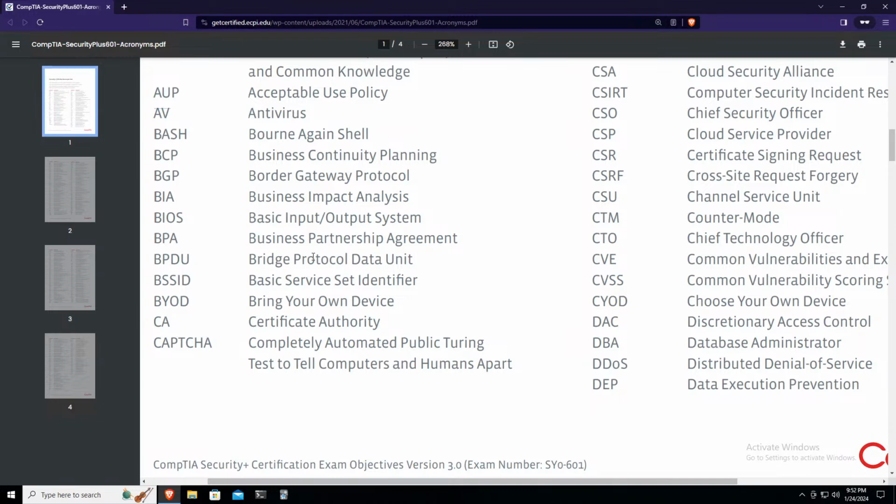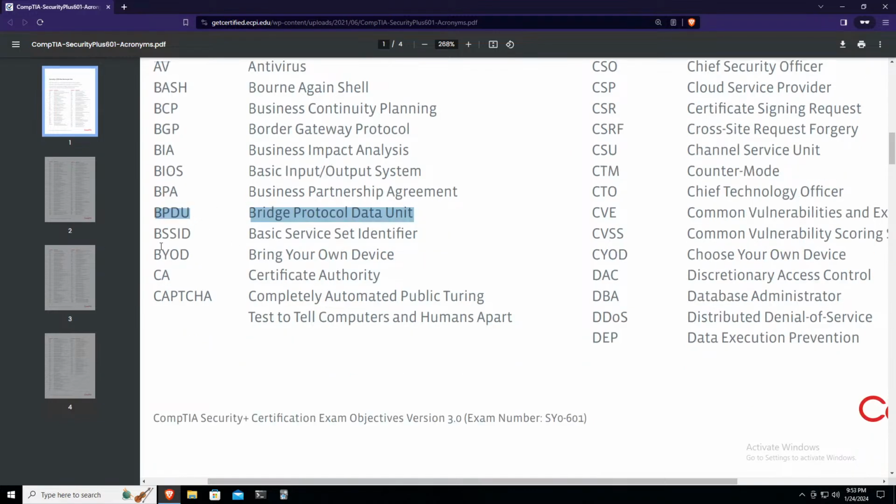BPDU, Bridge Protocol Data Units. That one eludes me as well. We'll have to look up that one.